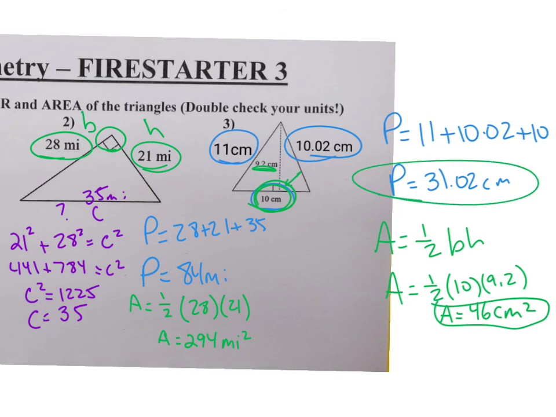So remember, you need the formulas. You just basically plug the numbers into the formulas as long as you can identify the right stuff. We did have to use Pythagorean's theorem a little bit. So let me know if you have any questions. That's Firestarters 1, 2, and 3 completed.